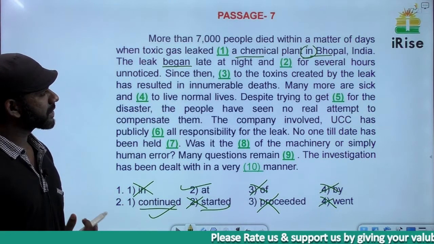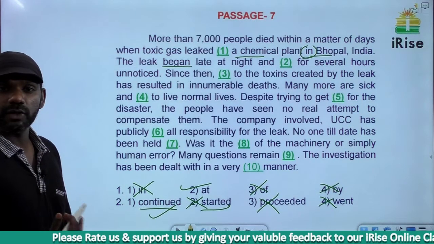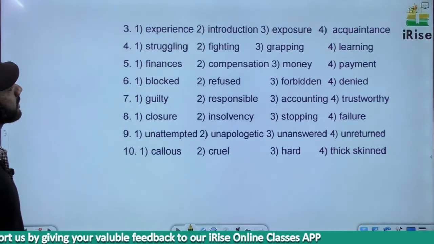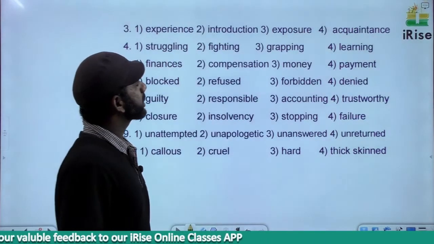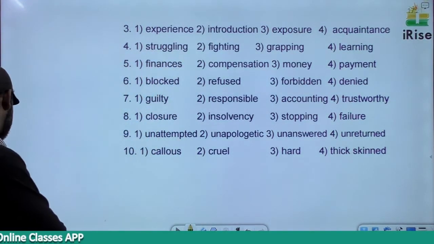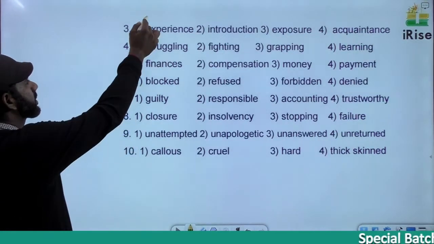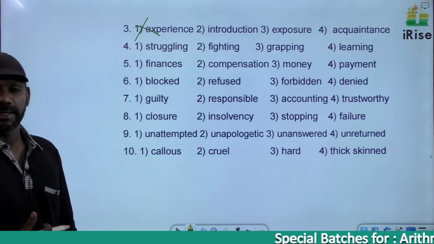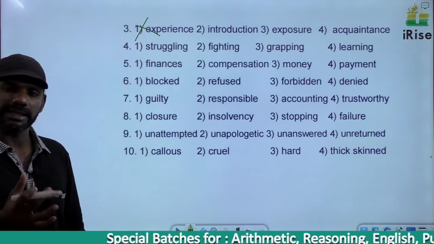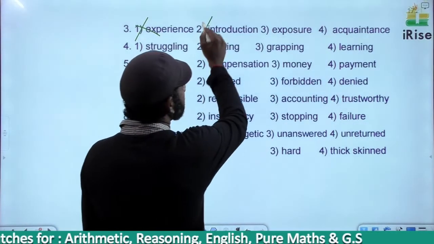Since then, dash to the toxins created by the leak has resulted in innumerable deaths. Dash to the toxins created by the leak, the options are experience, introduction, exposure, acquaintance. Experience to the toxins doesn't make any sense. Option 1 is eliminated. Introduction to the toxins, that means we are getting introduced to toxins, doesn't make sense. The leak has started, has continued. So introduction to toxins also doesn't make any sense.